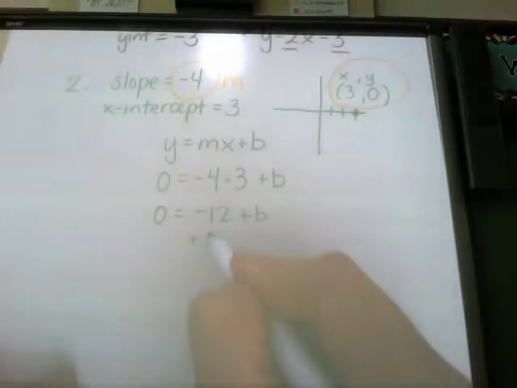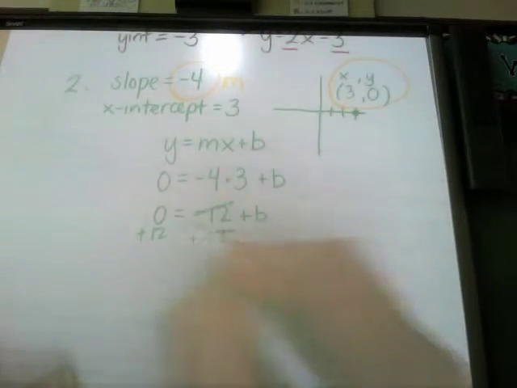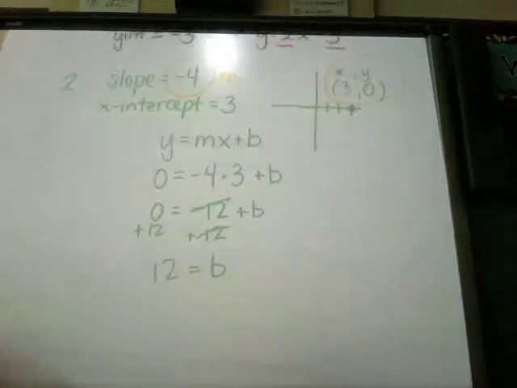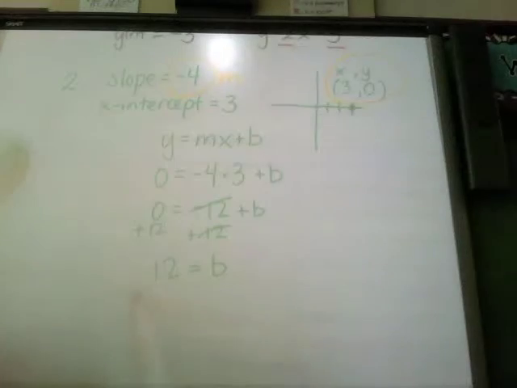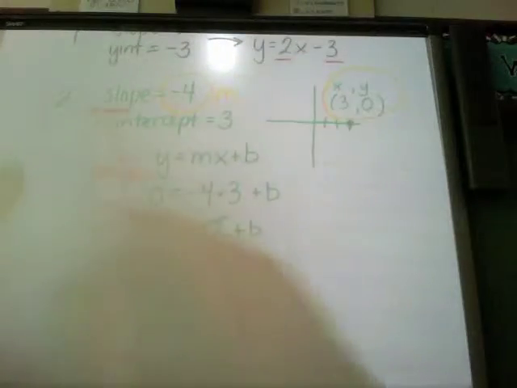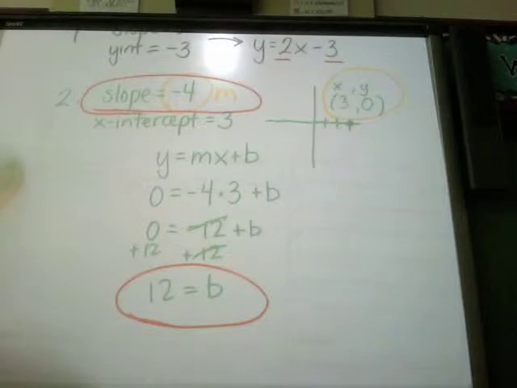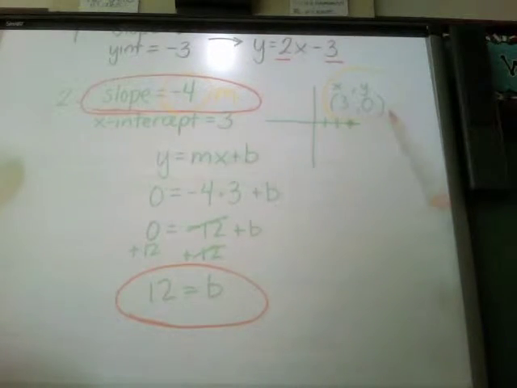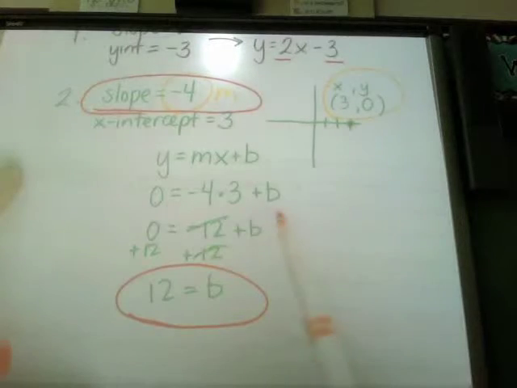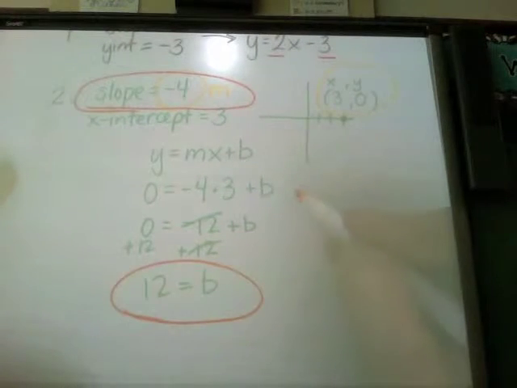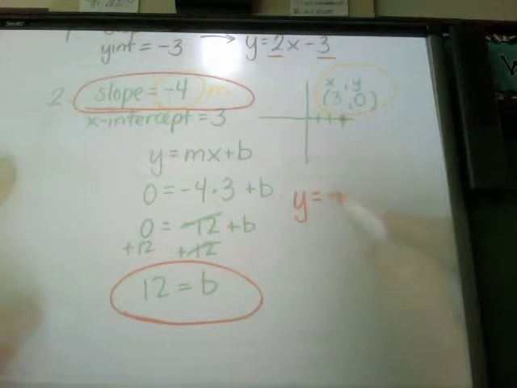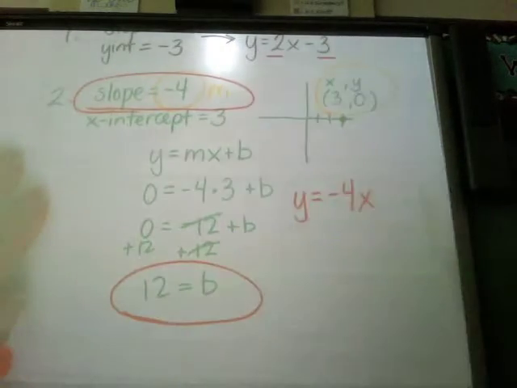Opposite of -12 to get the b by itself, plus 12. 0 plus 12, 12. I found the b. I found the y-intercept. In order to write these equations, you need to have your y-intercept and you need to have your slope. By using the point of the x-intercept and plugging those values in for x and y, that means that the only unknown left is b, so you need to find the b. Now, our final answer, y equals, instead of m, -4, x, plus my b value, 12.